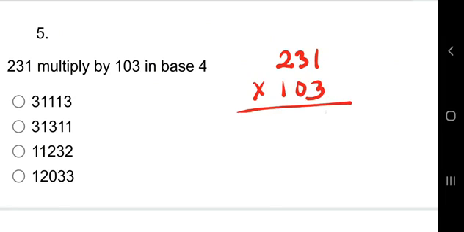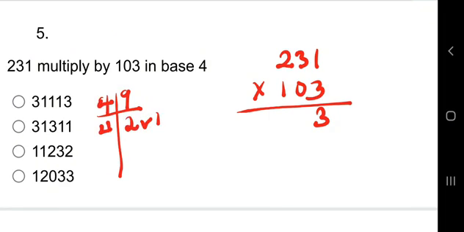So 3 times 1. As we are multiplying, we must make sure that we do not get any number above the highest digit in base 4, which is 3. So 3 times 1 is 3. 3 times 3, that is 9. We convert 9 to base 4. So 4 here, that is 2 remainder 1. 4 here, 0 remainder 2. That is 21. We write 1, we carry 2.